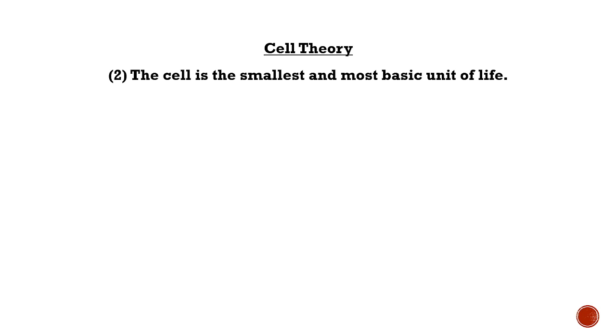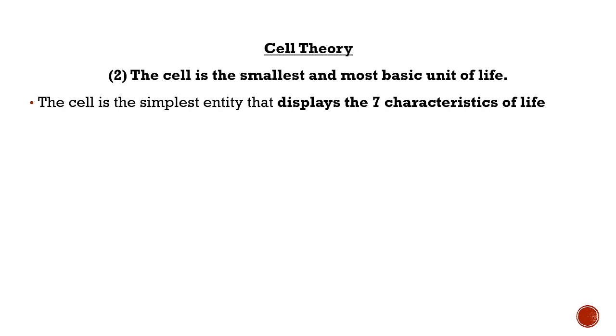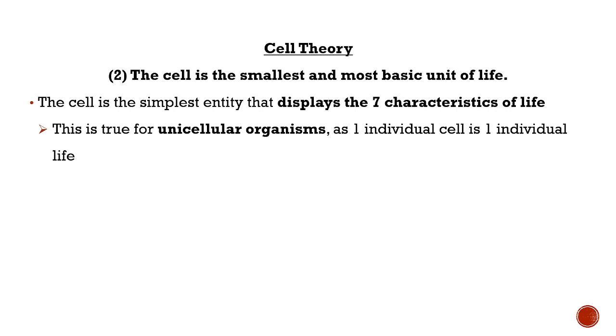The cell is the smallest and most basic unit of life. Okay, so if I break down what the principle is saying, it basically is saying that the cell is the smallest, most basic, the simplest entity that can display the 7 characteristics of life. And this is true for our unicellular organisms, right? Because one cell is one life, so this one cell is able to do all 7 characteristics of life. This one cell is able to reproduce, respond to stimuli, evolve, adapt, and so on and so forth.